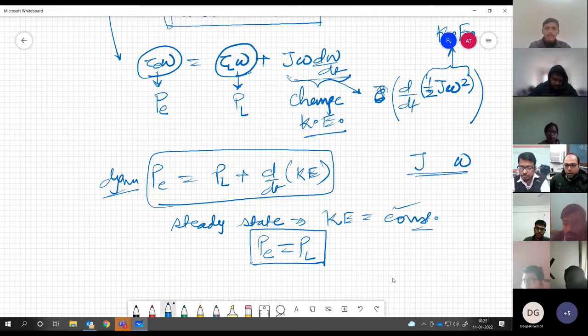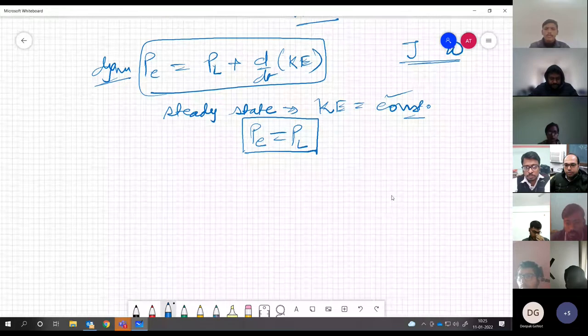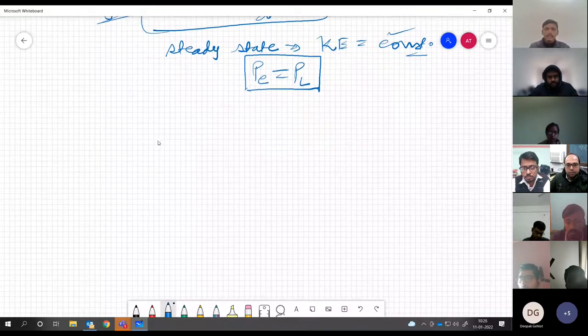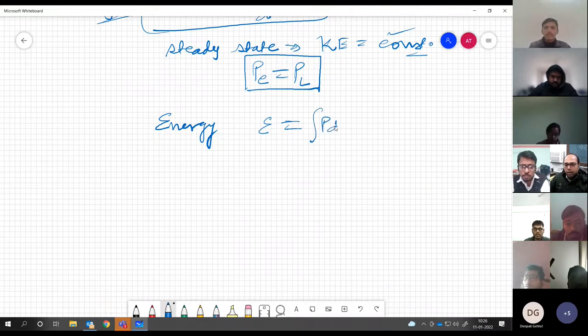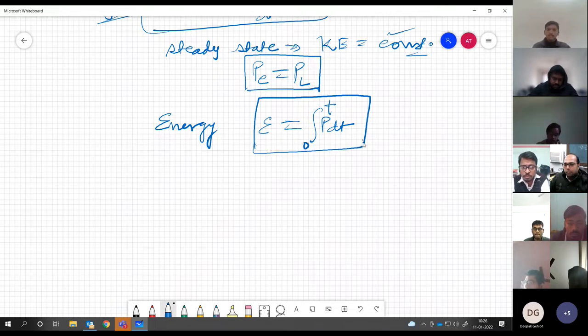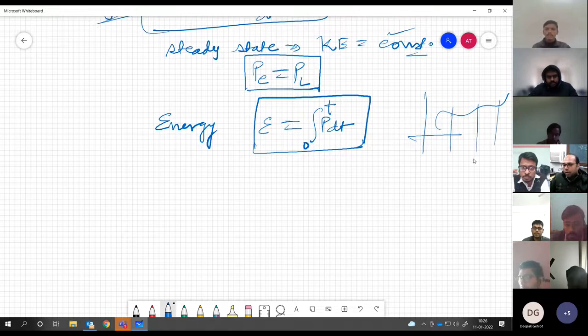Okay, now let's go one more step ahead, and we talk in terms of energy. What is energy? Power into time. The better way to say it is the integral of power over a period of time, not just power into time. Because power may vary over the period of time, at which point would you multiply? So the total energy fed to the system is nothing but the integration of this power with time.